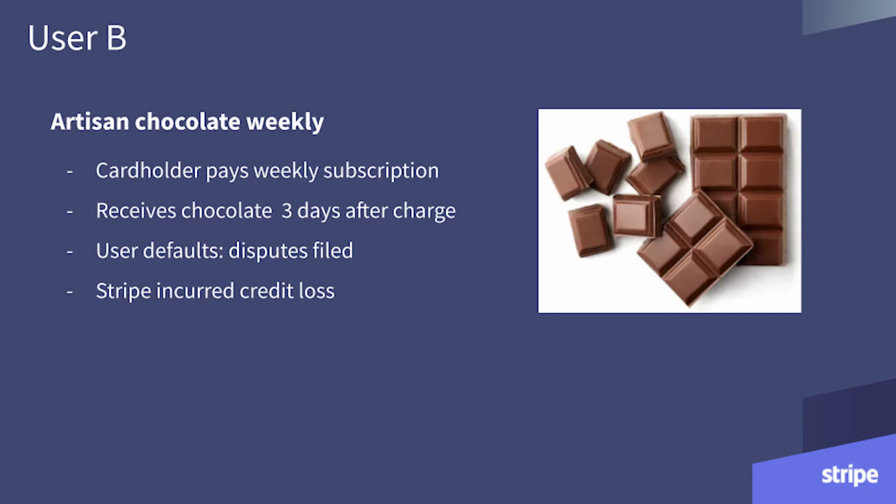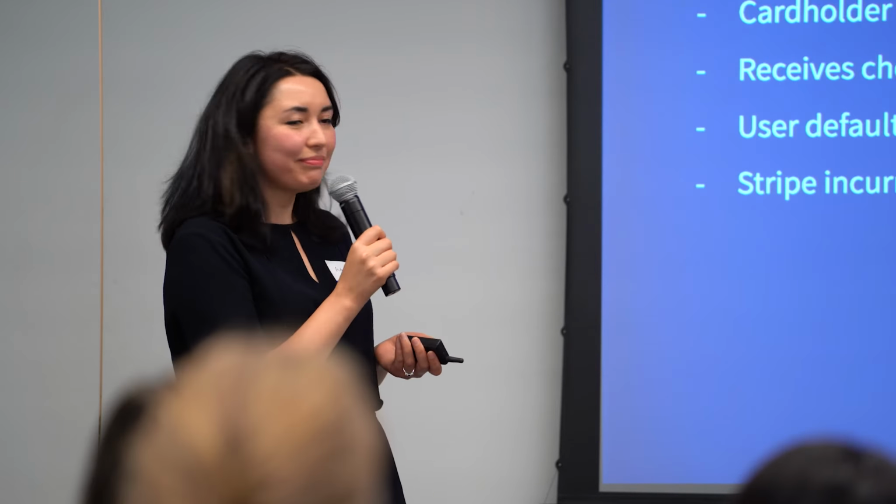Now, user B is a hypothetical artisan chocolate weekly subscription company. So you pay a weekly subscription fee, and then the chocolate ships to you after 3 days. Now, let's say the factory had a fire, the user defaulted, unfortunately, and then all of you will file disputes, and then Stripe has credit loss. That's how credit losses arrive at Stripe. Now, which user is better?